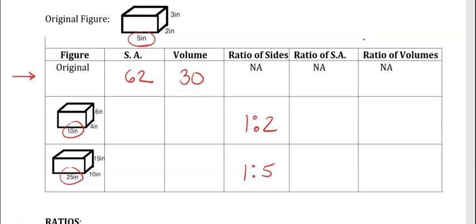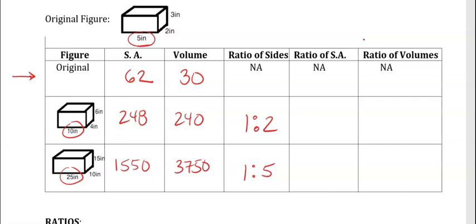Now let's go to the next one. What'd you get for a surface area? 248. What'd you get for the volume? 240. What'd you get for the surface area of the last one? That is correct. And what did you guys get for the volume of that one? 375. Okay, so what we are going to do now, we already have the ratio of the sides reduced. Let's do it for surface area. I need you guys to put 62 divided by 248 in your calculator in Math Bracket.